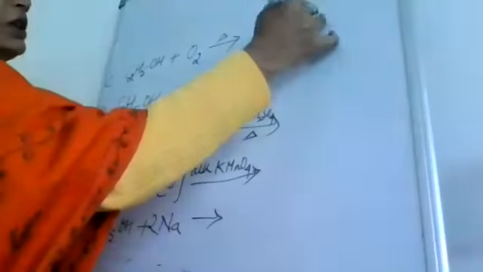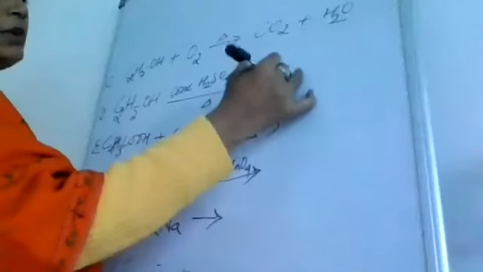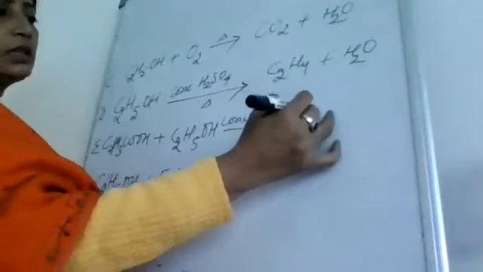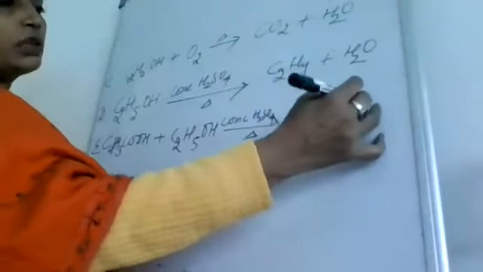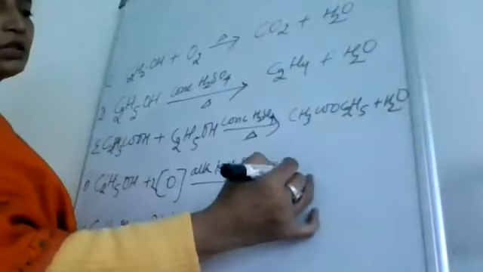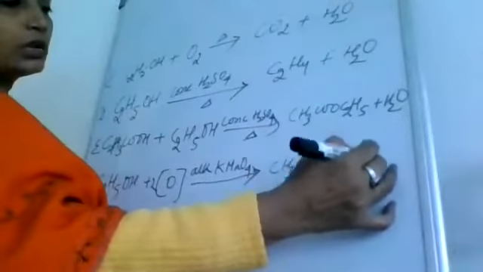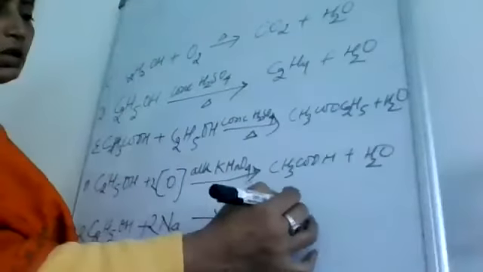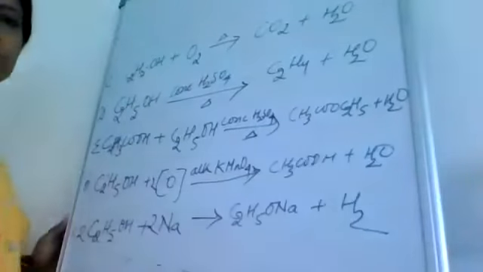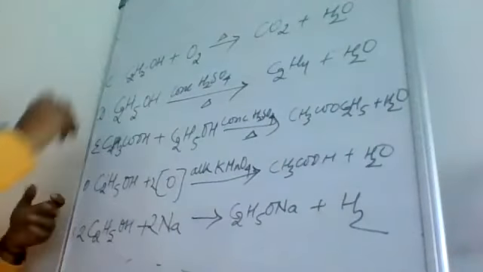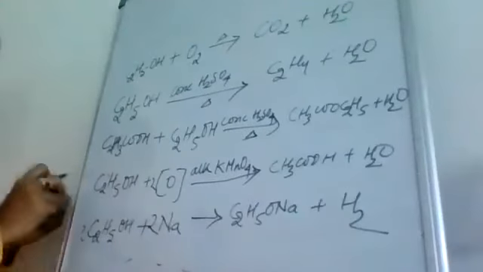यहाँ पे आपको क्या मिल रहा है? CO2 plus H2O. यहाँ पे क्या मिल रहा है? C2H4 plus H2O. यहाँ क्या मिल रहा है? CH3COOC2H5 plus H2O. यहाँ क्या मिल रहा है? CH3COOH plus H2O. यहाँ क्या मिल रहा है? C2H5ONa plus H2. Okay, note it down. एक जगह लिख लो सारा.